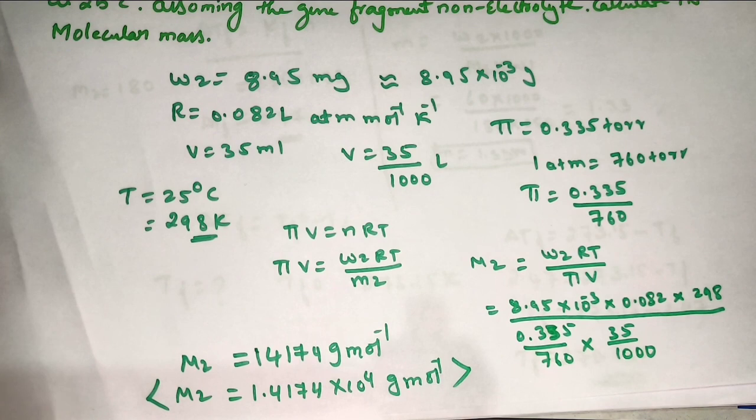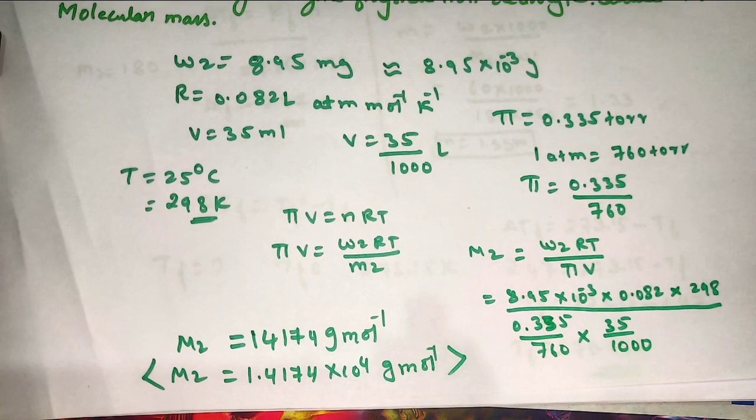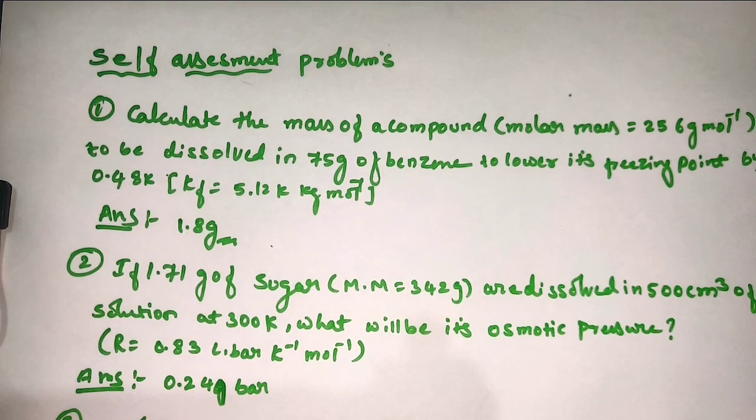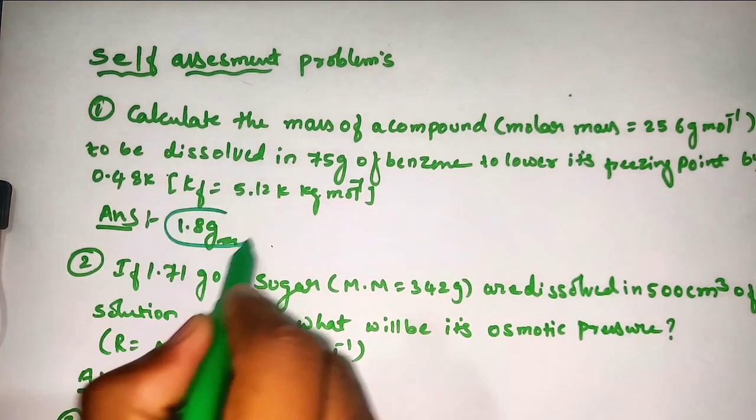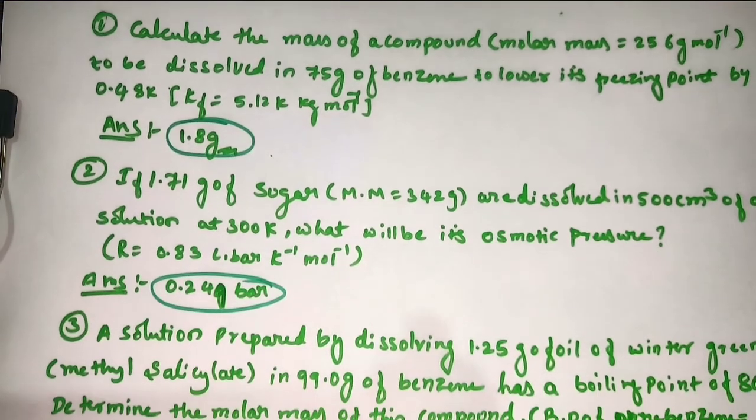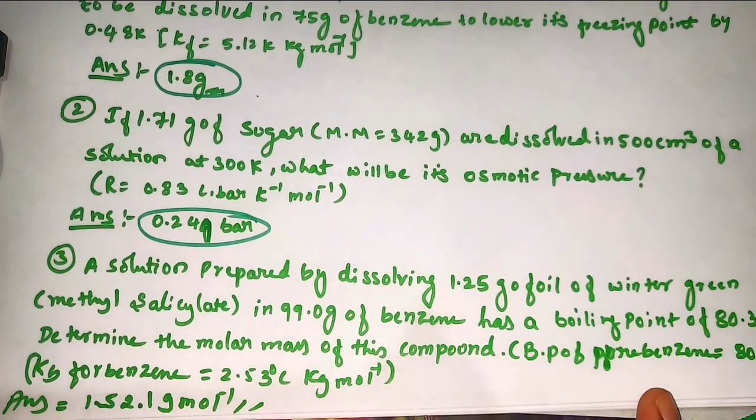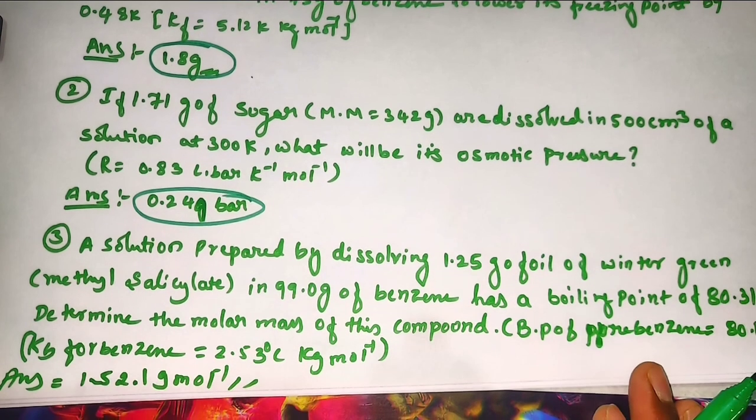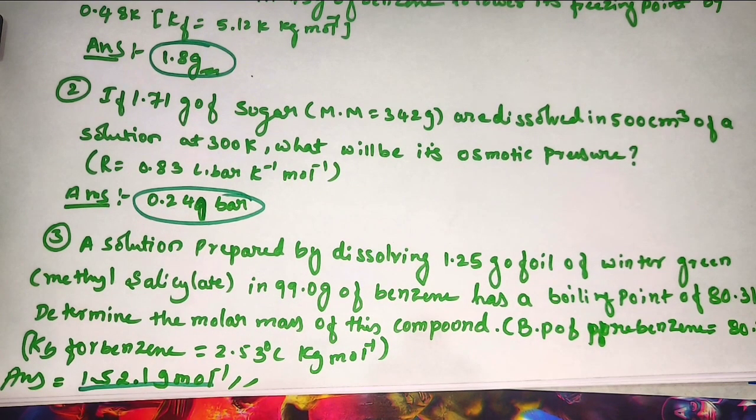Just calculate yourself and check with the answer. So these are the solved problems, and now I will give some self-assessment problems. Just go through them. These are some self-assessment problems I have given with the answers also. You can check with these answers after calculating. So take a screenshot of this, because one more problem is there. So this is the third problem for self-assessment, with the answer also given. So do all the 3 problems and comment your answers.